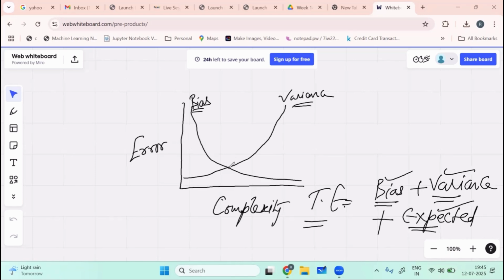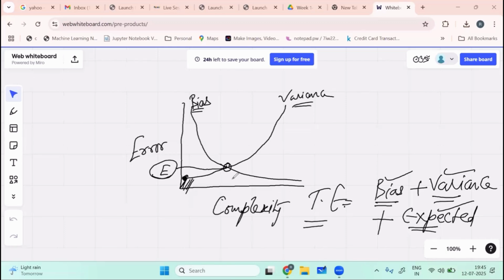Now see what the trade-off is and where we need to look. This is the optimal point. Before this, bias increases; after that, variance increases. So we need that intersection point where the error is manageable. Here, the error is going to be the least.